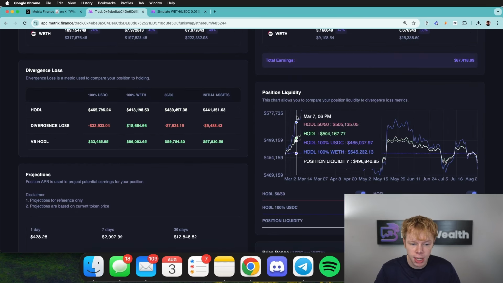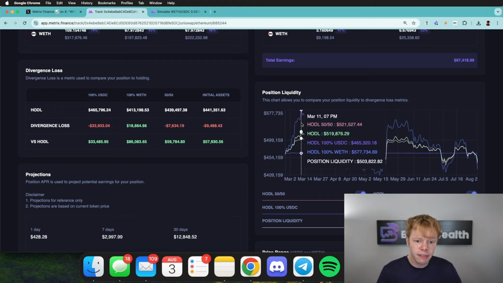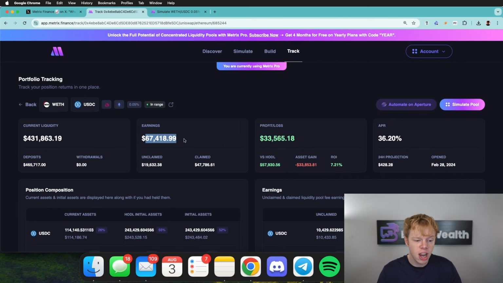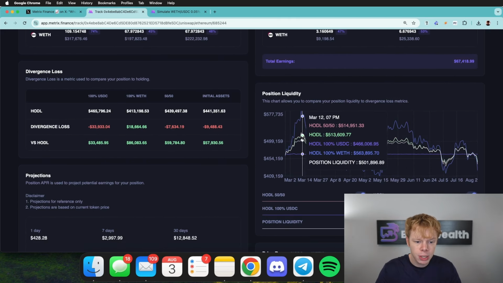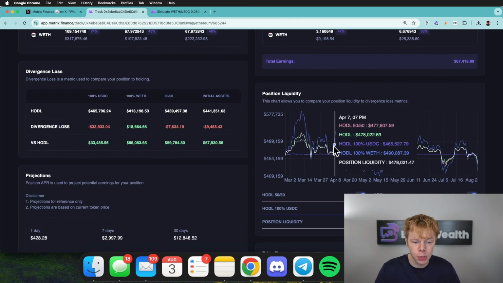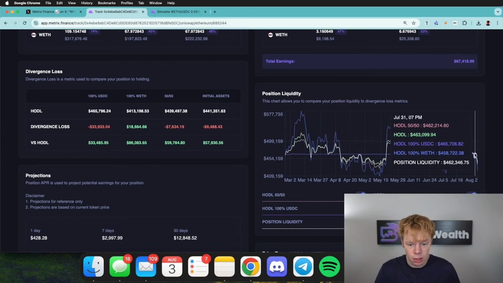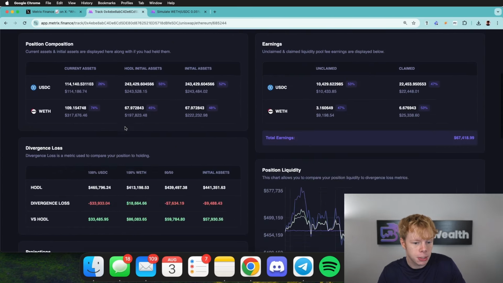And the reason why is because up here, whenever the price skyrocketed all the way up and they only had $503,000, that's a lot of divergence loss right there. Those fees would not have outweighed that divergence loss. So we could say that they were betting on the fact that the price was going to come back down to $3,000 to the point where they would have about their initial assets back in the liquidity pool.